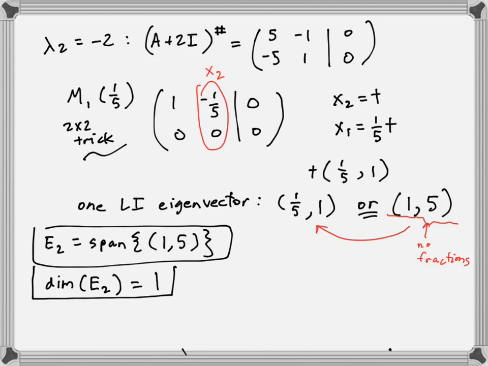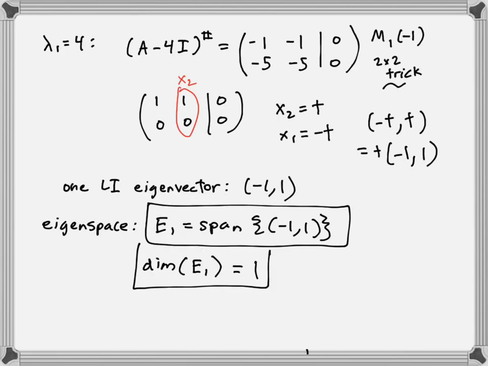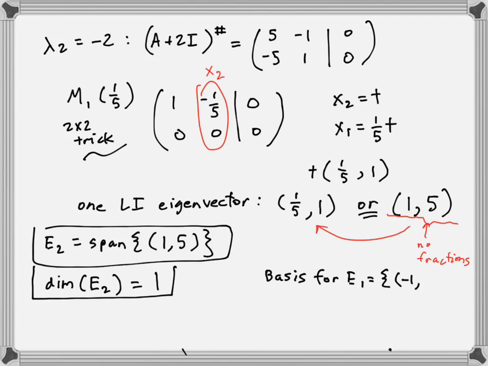Okay, now what we've really been doing is finding a basis. So just to make sure we understand what's going on, if we think back to our terminology of basis, we have two eigenspaces. So what's the basis for E1 equal to? Well, it's the vector we found for the last part, which was (-1, 1), right? And a basis for E2 is equal to (1, 5).